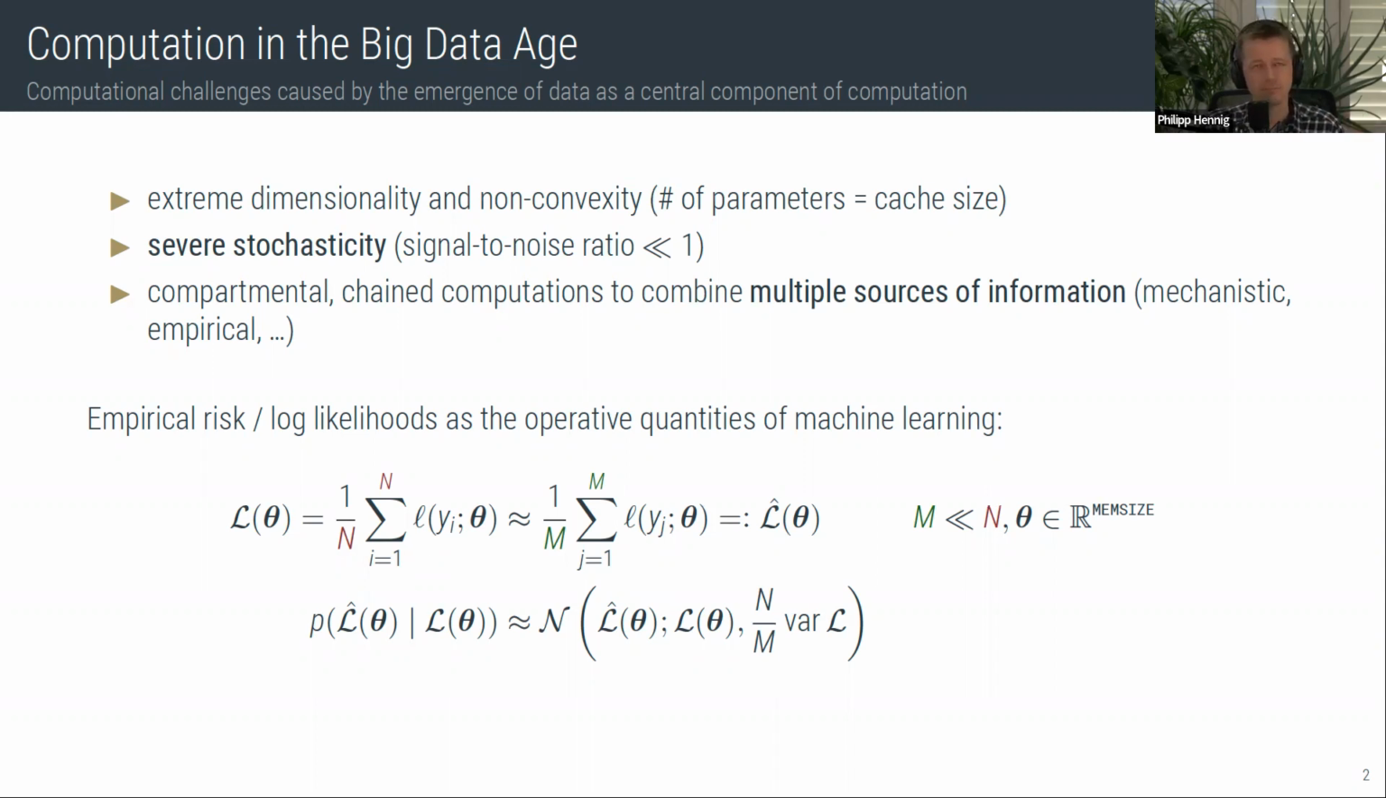And so one first aspect that is maybe characteristic of contemporary machine learning problems is that theta is extremely high dimensional. So the number of parameters is often chosen such that it just about fits into the memory of whatever the machinery is, the GPU cache, for example.